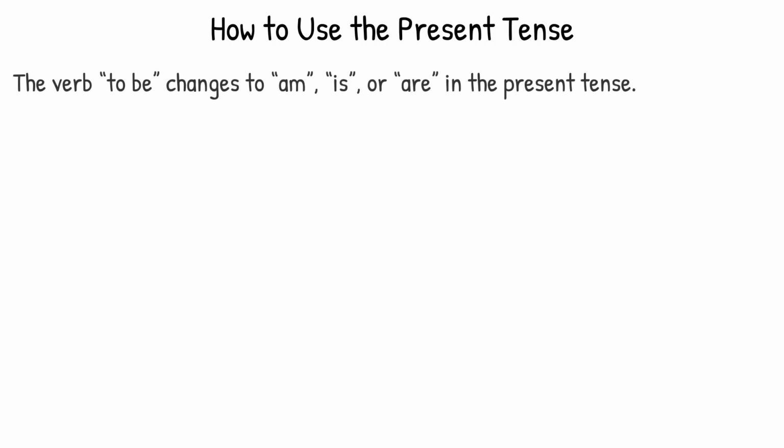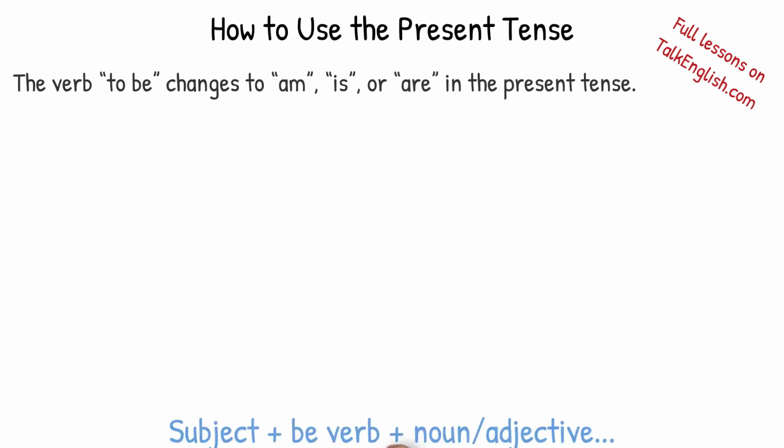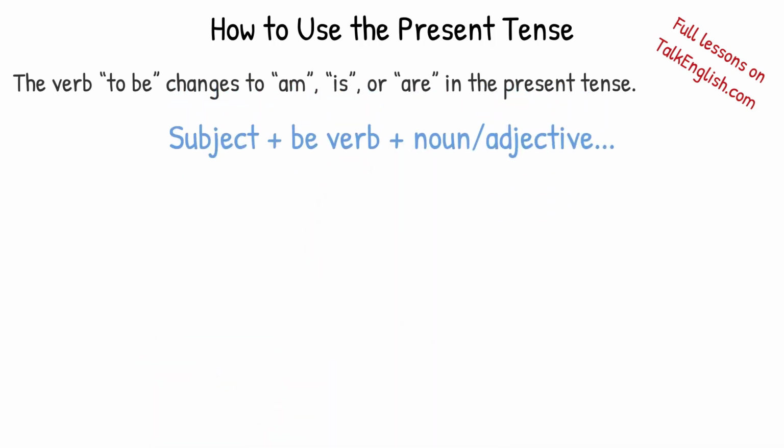First, we have to see how to use the simple present tense. The verb to be changes to am, is, or are in the present tense. To learn more about this, again, check out the full lesson on talkenglish.com. So we use this sentence pattern. Subject plus be verb plus noun or adjective. For example, I am a teacher.